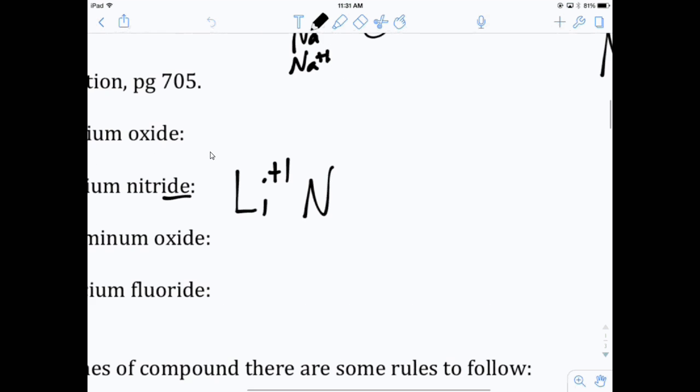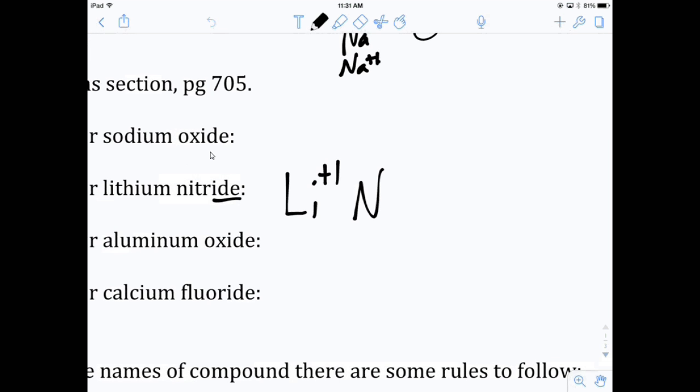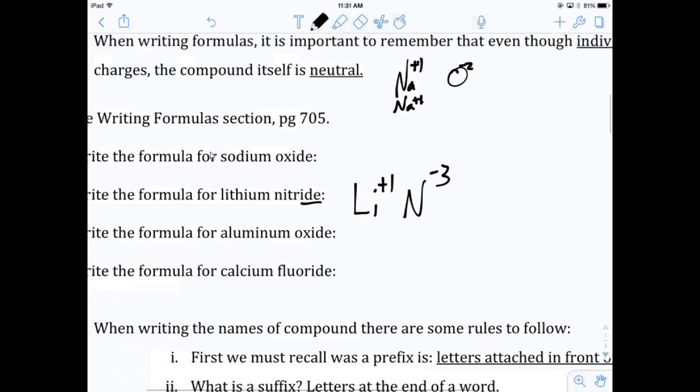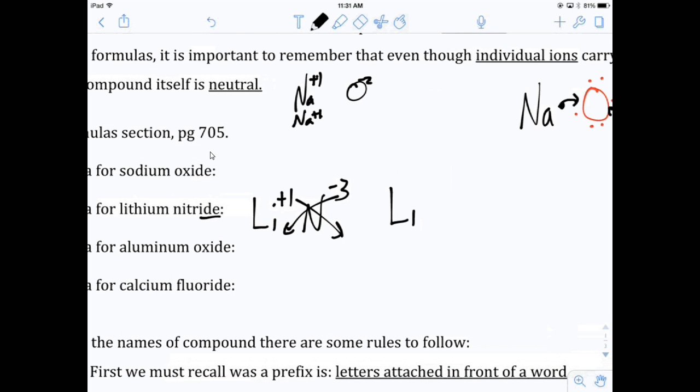Okay, and so nitrogen we just talked about is 3 spaces away from the nearest noble gas. It has 5 in its outer shell, so if it can gain 3 electrons, it'll have a full outer shell. That's how many it needs. It needs 3. So once again, we could either think, well, I need these positive charges to add up to the 3, or I can just crisscross the numbers. Don't take the positive and negative with it. That doesn't matter. So it would take 3 lithium to bond with 1 nitrogen.